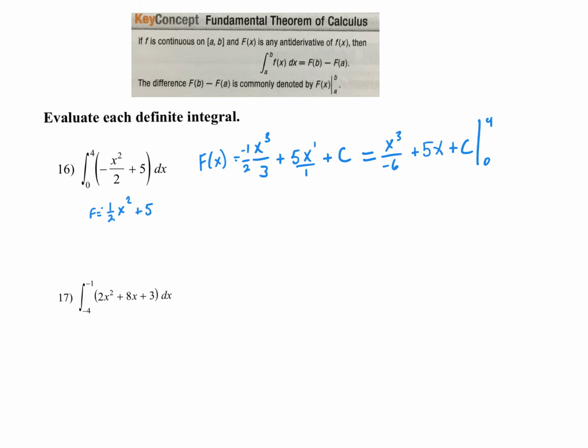So I'm going to go ahead and change colors here. The function evaluated at 4 minus the function evaluated at 0 would equal 4 cubed over -6 plus 5 times 4 plus some constant that I don't know what it is, and subtract from that the thing evaluated at 0, so 0 cubed over -6 plus 5 times 0 plus some constant.